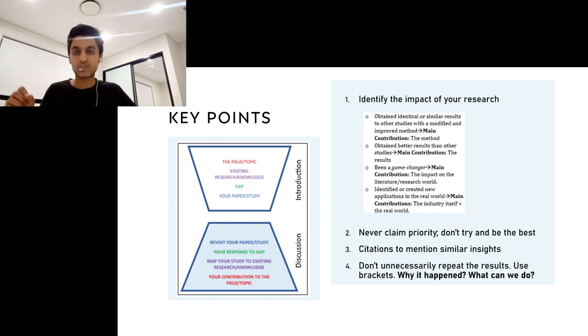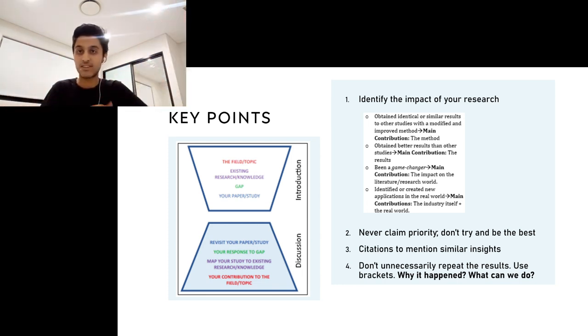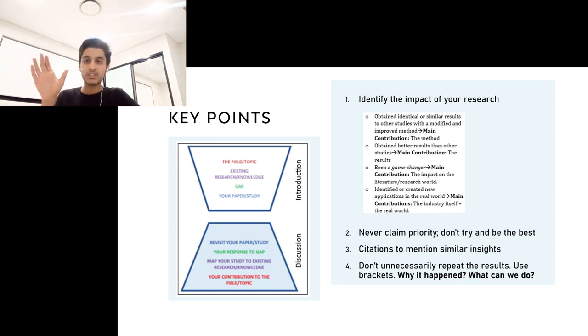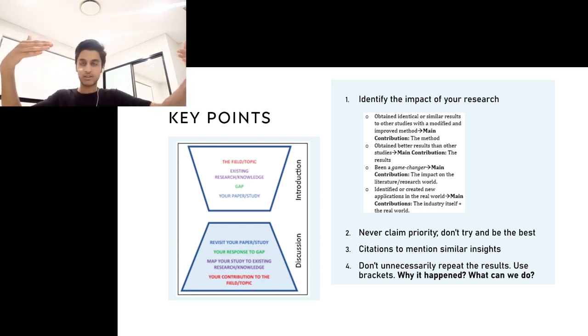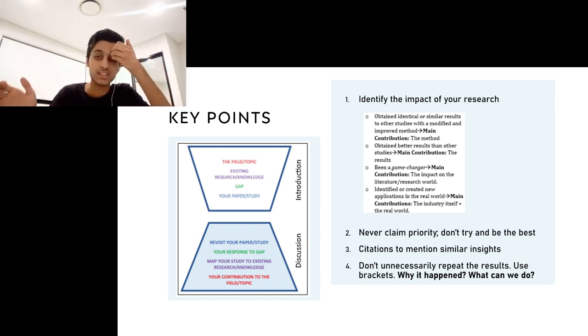Okay, citations to mention similar insights. When you're talking about discussions, right, you're providing insights on the results. So you're talking about what the results have to offer and what we can learn from them. And in most cases, other people have probably gotten similar results. Not exactly point results, like this increased by 2.5%, and the other result says this increased by 2.5% as well. Not those specific kind of results, although that depends on the nature of the paper. But you could say a similar proportional trend was noticed in this paper published this, right?